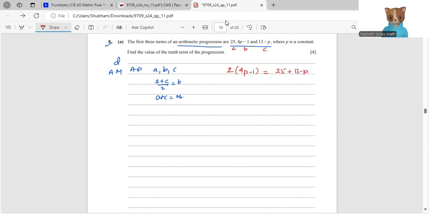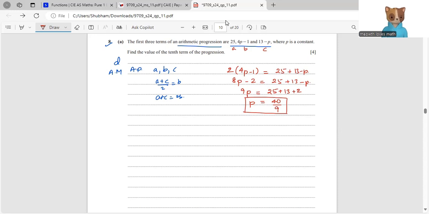And this eventually gives us 8P minus 2 equal to 25 plus 13 minus p. I'll take the like terms to one side. 9p equal to 25 plus 13 plus 2, which is nothing but 40, and therefore p equal to 40 over 9. So we got the value of p.